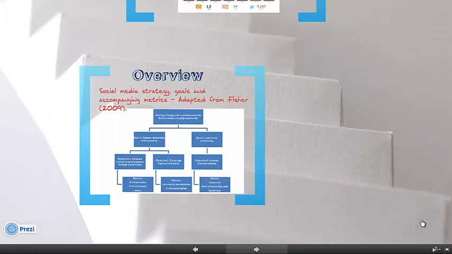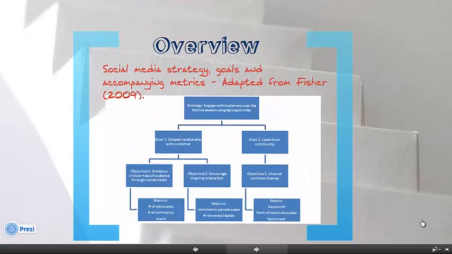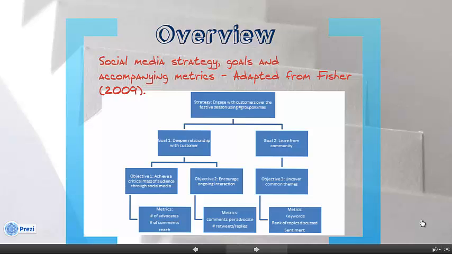The objective, overall social media strategy, goals, and company metrics, adapted from Fisher 2009. In analysing the social media goals and accompanying metrics, we have developed 2 goals for the Groupon Xmas campaign. Goal 1 is to deepen the relationship with the customer. The first objective is to achieve a critical mass of audience through social media, and objective 2 is to encourage ongoing interaction. The metrics for objective 1 will be the advocates, the number of comments, and the reach. And the metrics for objective 2 are the comments per advocate, the retweets and replies.